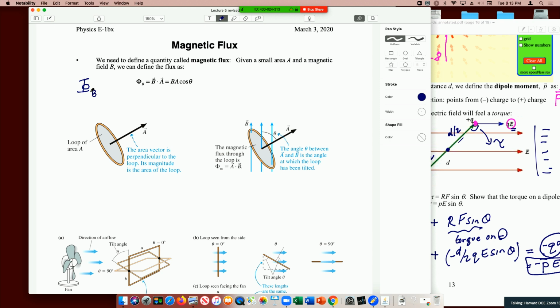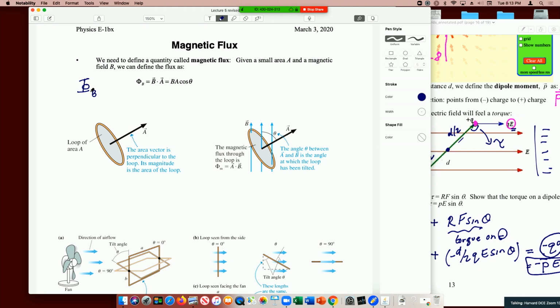The flux is the field times the area times cosine theta. So the flux is going to be maximized when the field lines are going in the same direction as the area vector. Does that make sense?